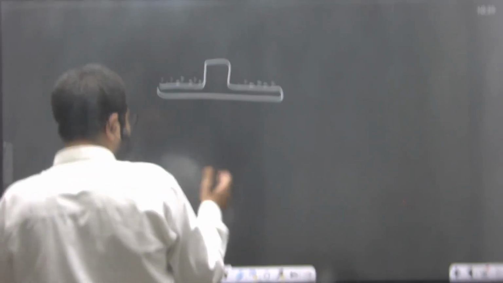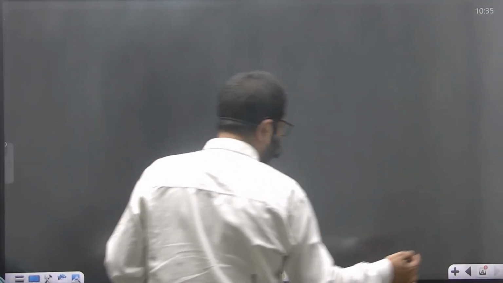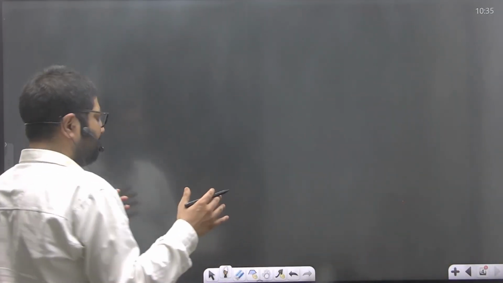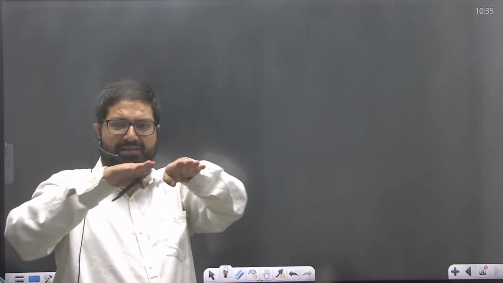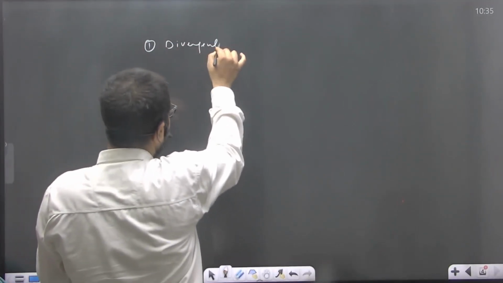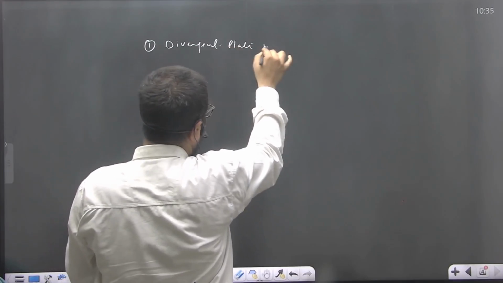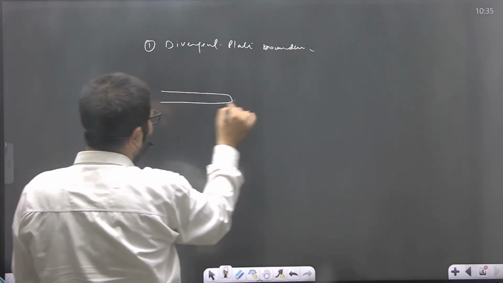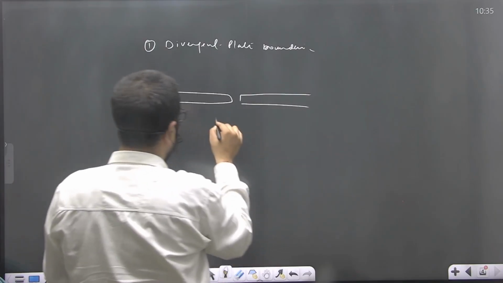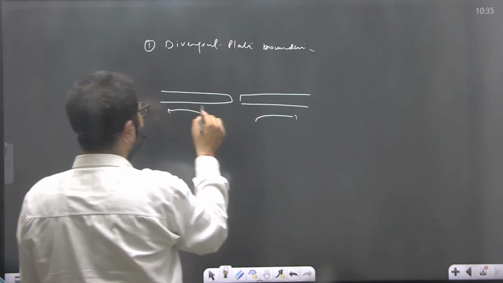See, these plates are continuously moving. As a result of their movement, at places they are moving away from each other, at places they are moving towards each other, at places they are sliding past each other. There are three types of plate boundaries. One, divergent plate boundaries, where the two plates are moving away from each other.